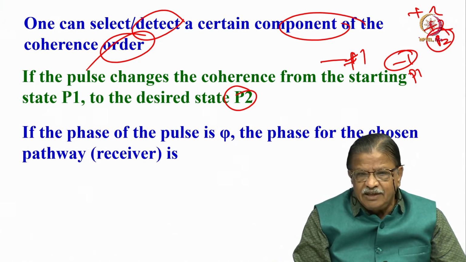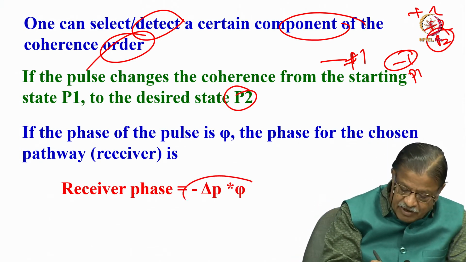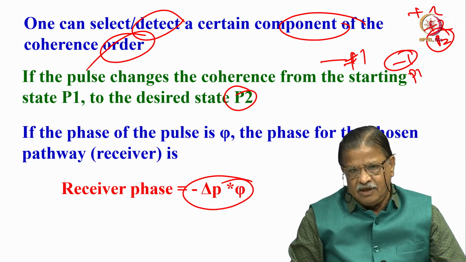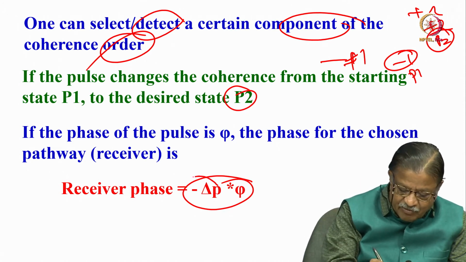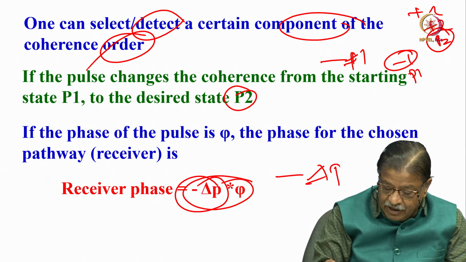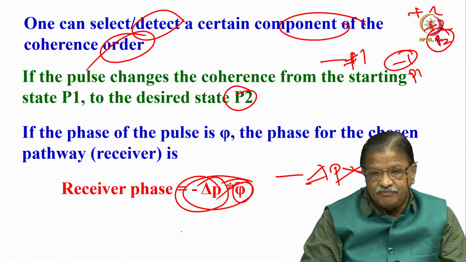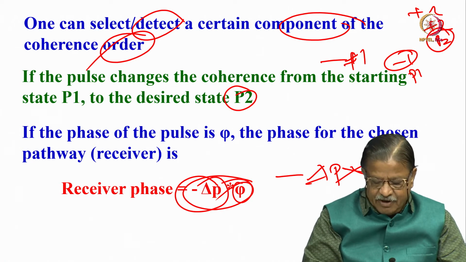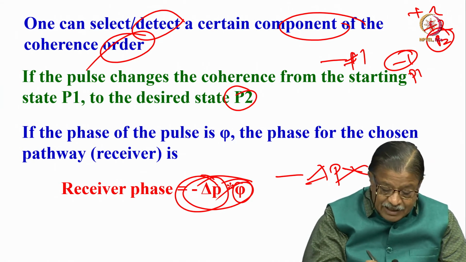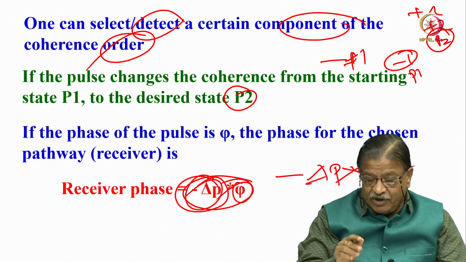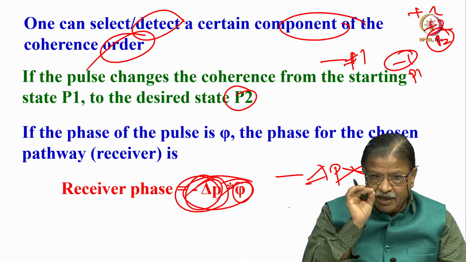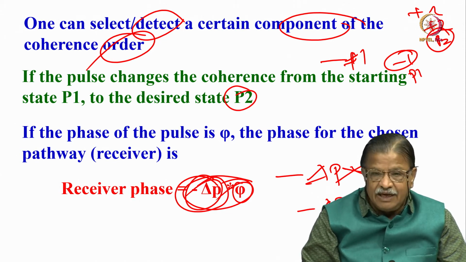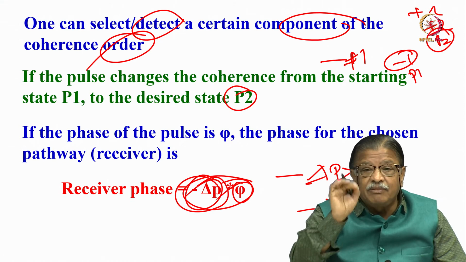If the phase of the pulse is phi and the phase of the chosen pathway of the receiver is this one. See, if you want to select a pathway, you should know what should be the receiver phase. What is the receiver phase? The receiver phase is given by a simple equation: minus delta P times phi. Phi is your pulse phase, the phase of the pulse you are applying. Delta P is the change of the pathway from initial state to final state. If you know this, simply set the receiver phase, calculated by minus delta P into phi. Then you can automatically select the particular coherence pathway.